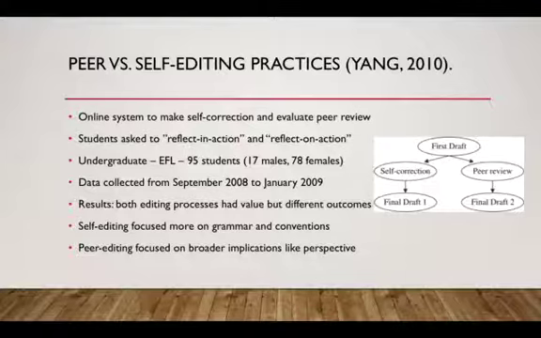The data was collected over a series of a couple of months, so it's kind of a small sampling, kind of a small span of time. But what's interesting is that the results basically stated that both editing processes have value, but they have different value. And so it's important to engage in both practices. Students reported that when self-editing, the comments were more on grammar conventions, usage, mechanical things, whereas peer editing allowed them to focus on the broader implications, like understanding one another's perspectives, understanding the nuance of an argument, and seeing things from another's eyes.